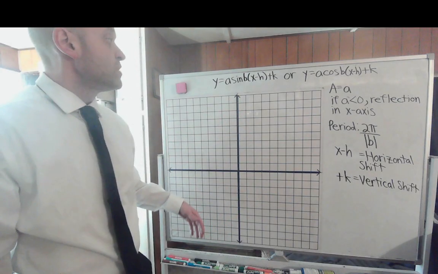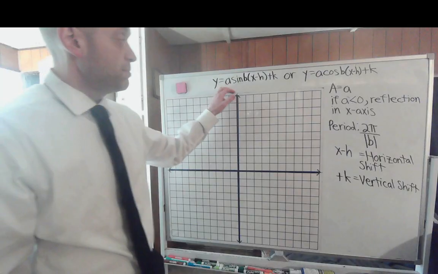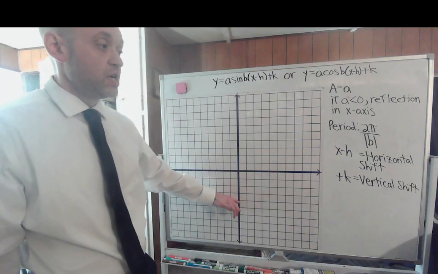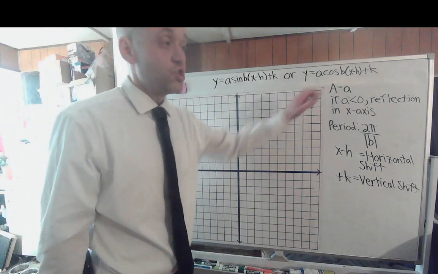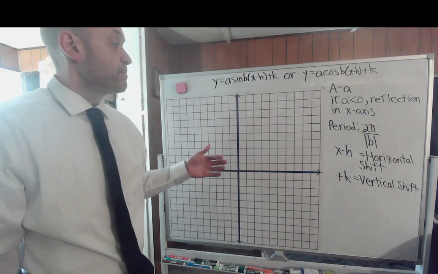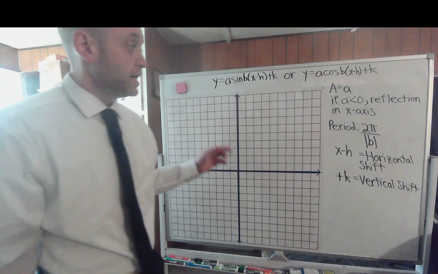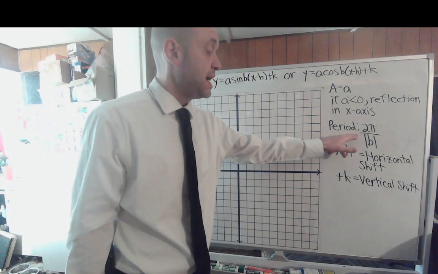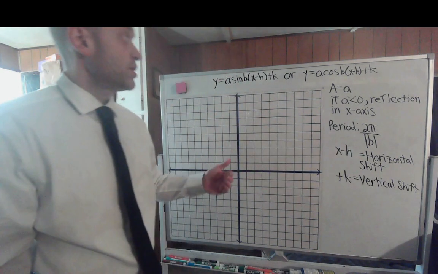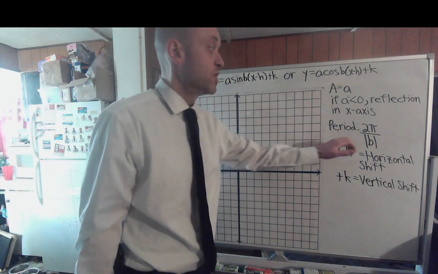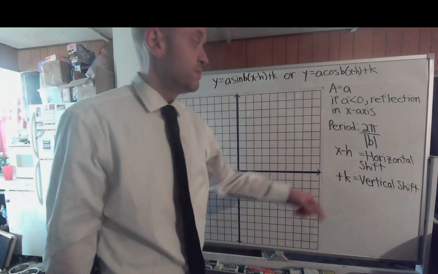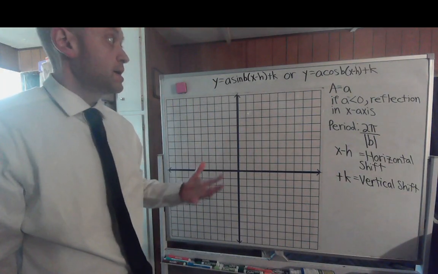And like in the last lesson, your amplitude is that a. That's going to affect your range. So will any vertical shifts too. Those will affect your range. And then your period is going to be 2 pi over the absolute value of that b, because the period of both the sine and cosine function is 2 pi. So you take it and divide it by the absolute value of b, and you have your period.